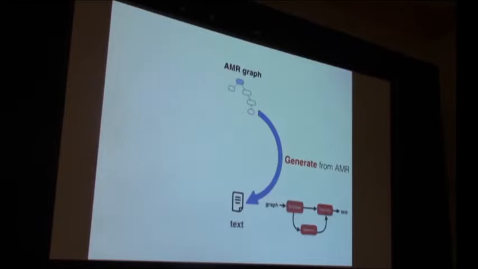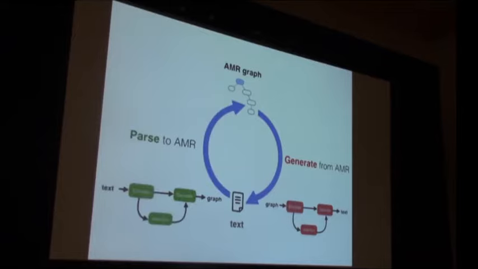Right. Okay, so a quick overview of the work is the following. We start from an AMR graph, and we'll talk more about AMR graphs in a moment. And we generate text using a sequence-to-sequence neural network with attention, as well as train a separate sequence-to-sequence model where we start from text and we parse to the AMR graph.